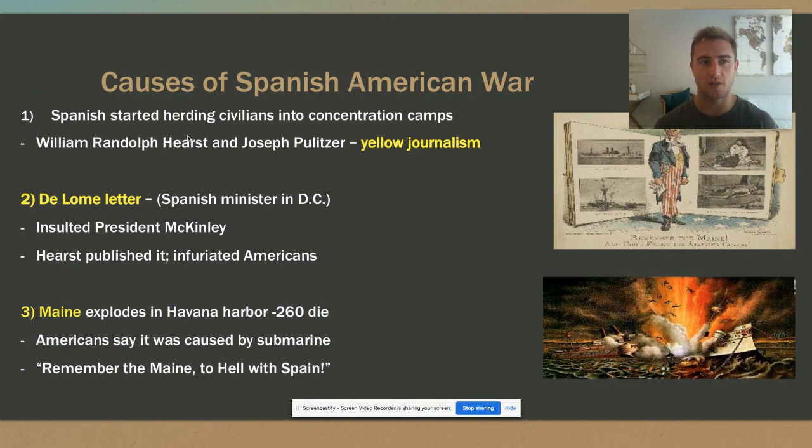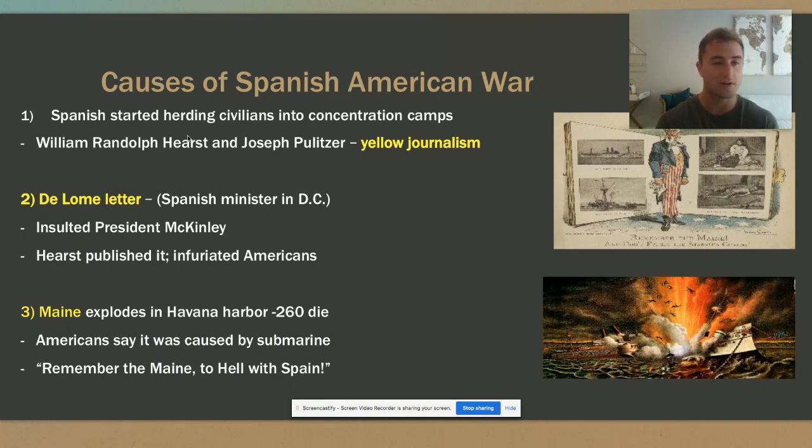Our causes for that war, first of all, is the treatment of Cubans in Cuba, because the Spanish are going to come in and start herding civilians into concentration camps. The insurrectos, the Cuban revolutionaries, are rebelling against the Spanish. And so the Spanish don't know who is helping the revolutionaries. They start herding everybody into concentration camps. And the conditions of these concentration camps are nasty. There's disease, poor sanitation. Hundreds start to die.